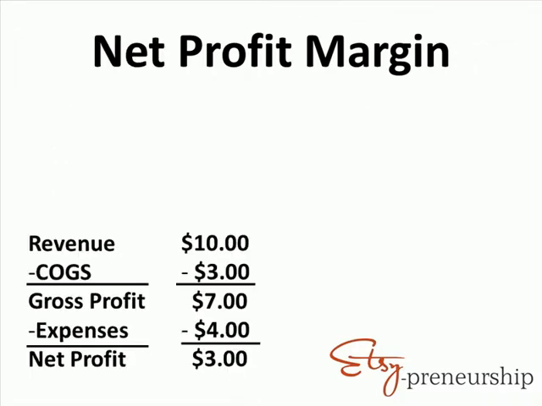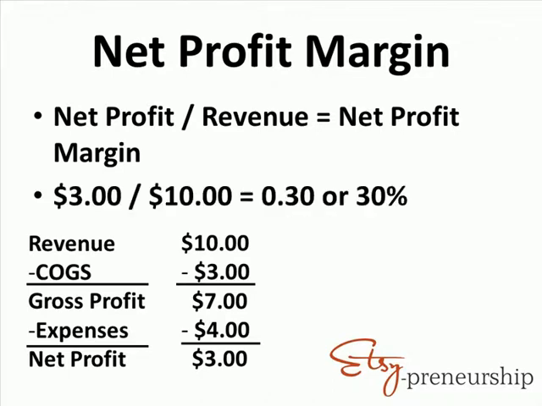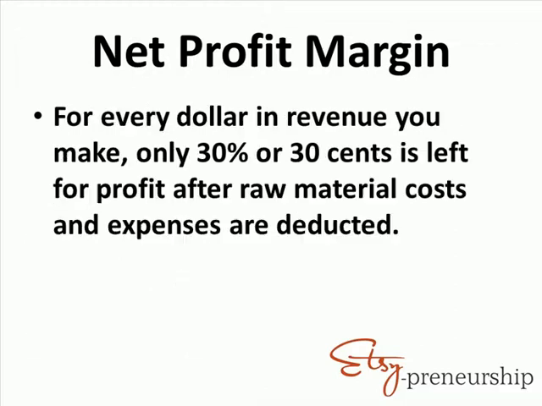Next, let's look at the net profit margin. The net profit margin is found by taking the net profit and dividing it by the revenue. So 3 divided by 10. That gives you 0.3 or 30%. And this number is going to tell you something different. This net profit margin tells you for every dollar in revenue you make, only 30 cents out of every dollar is left for profit after raw material costs and expenses are deducted.